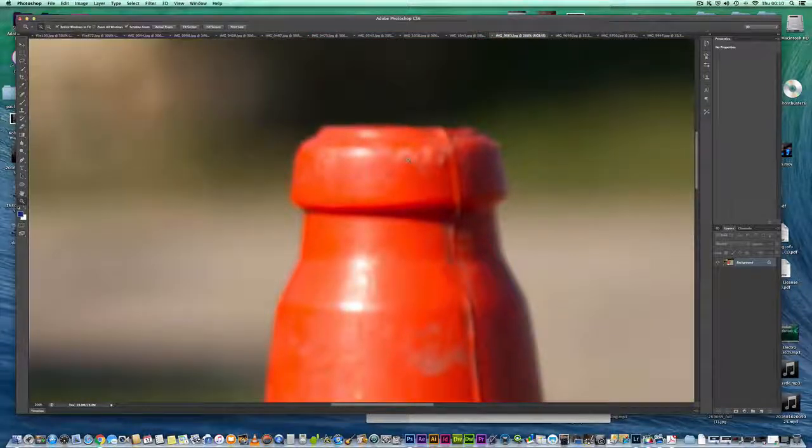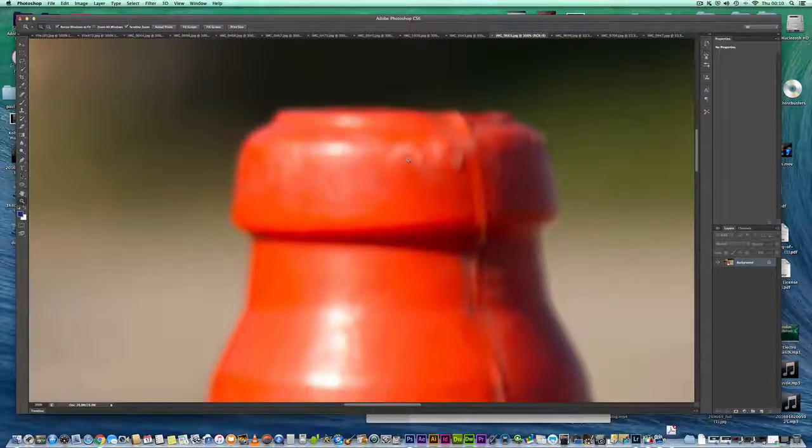200%, 300%. Okay, move on to the next image.